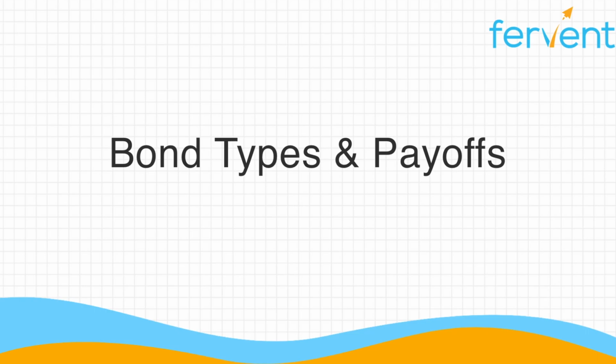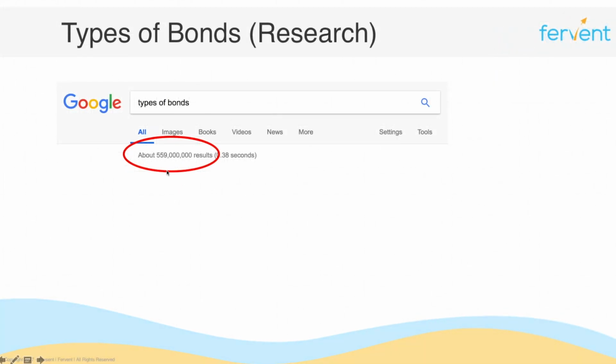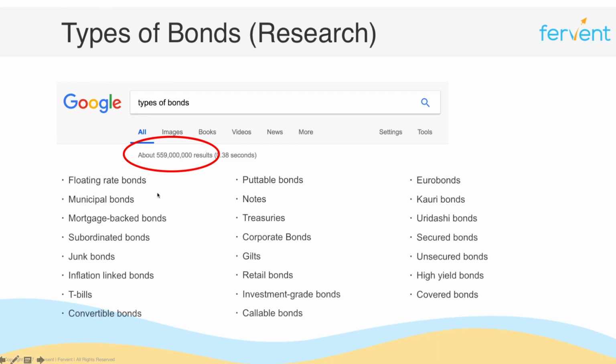In this video, we're going to learn about the different types of bonds and also learn about their payoffs. If you were to Google the different types of bonds, you'd get about 559 million odd results. Now, of course, that's not to say that there's that many different types of bonds, but nevertheless, you will be bombarded with a barrage of different types of bonds.